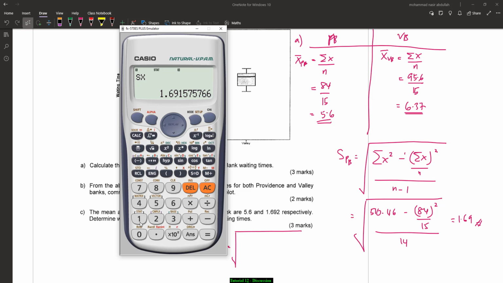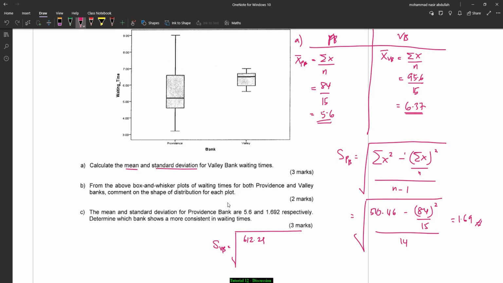So you tekan shift 1, number 4, shift 1 number 3, right? So summation of Y squared number 3, so it should be 612.28. 612.28 minus 95.6 square over 15 divided by 14.